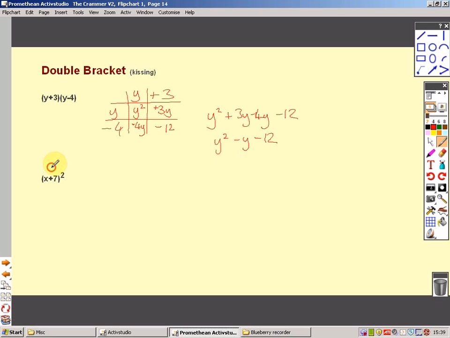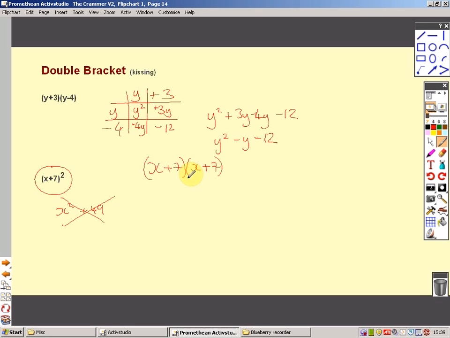Now this question. Again, I've put this in here because so many people get this wrong. They see that and they go, oh, simple. X squared, 7 times 7, plus 49. Totally wrong. Write it out as a double bracket. First of all, x plus 7 times by itself, x plus 7. So these are this kissing bracket thing again.